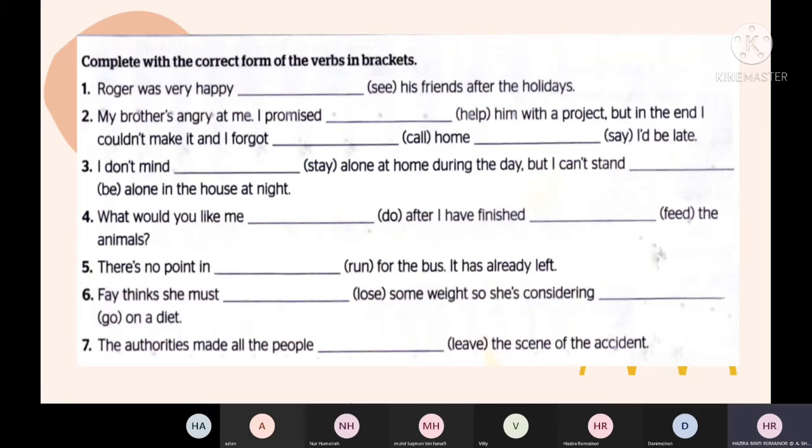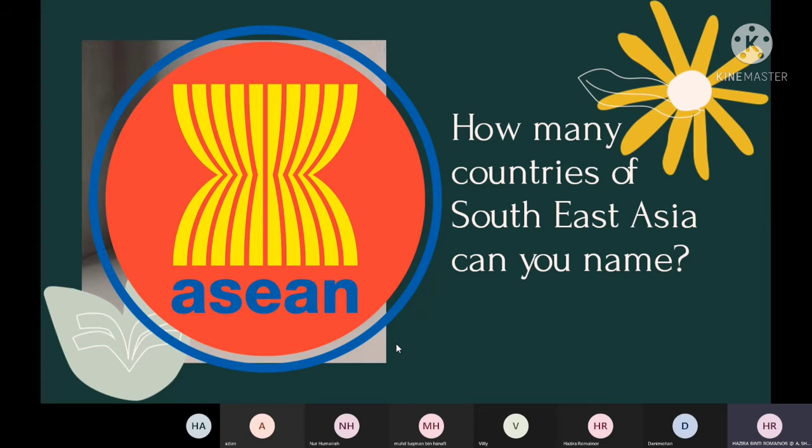Okay, for listening, please turn to page 101. But before that, Azlan, can you give me the numbers of countries in Southeast Asia? Ada berapa banyak negara di Southeast Asia?